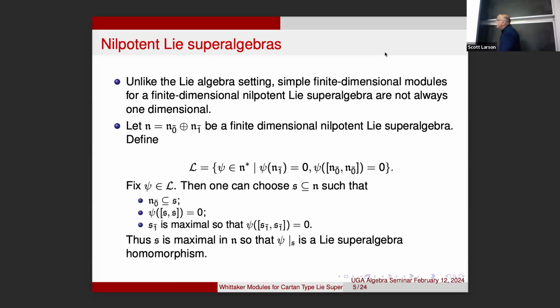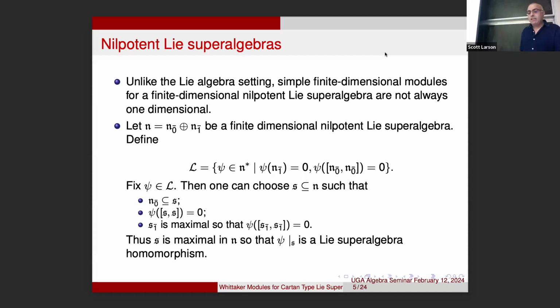Okay. So here's how we construct the irreducible modules for the nilpotent finite dimensional Lie superalgebra. Let's fix a psi in this set, and one can choose a maximal subalgebra of the nilpotent Lie algebra N, which I denote by S, with the property that if you restrict this linear function to it, it's still a Lie superalgebra homomorphism. So one can choose a maximal subalgebra of N such that the restriction of psi is still a Lie superalgebra homomorphism.